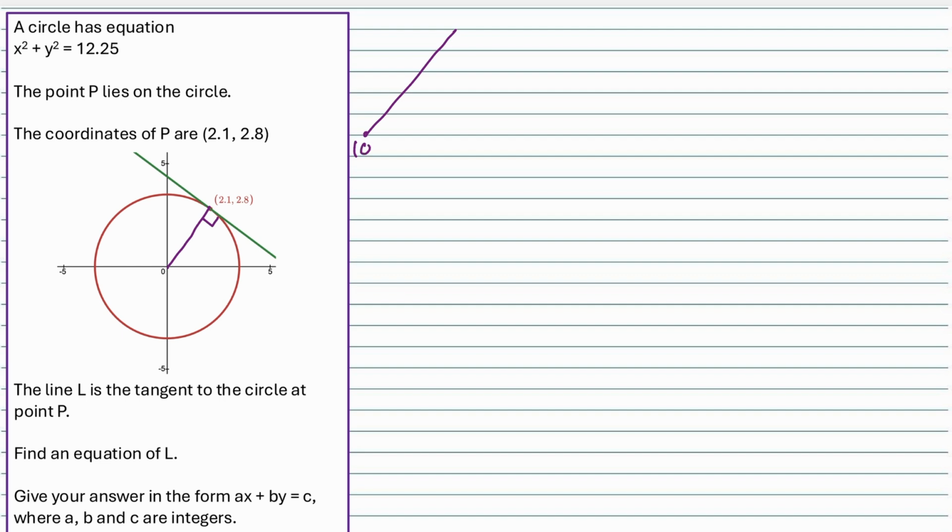We know it comes from the origin, and it goes to point P, which is (2.1, 2.8). So the gradient, m, will be the change in y divided by the change in x. And the change in y will be 2.8, and the change in x will be 2.1. We can simplify this fraction. We get 28 over 21, or 4/3. So the gradient of this radius, we know, is 4/3.